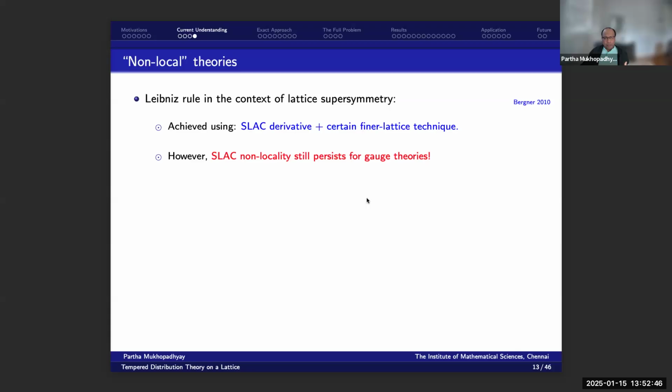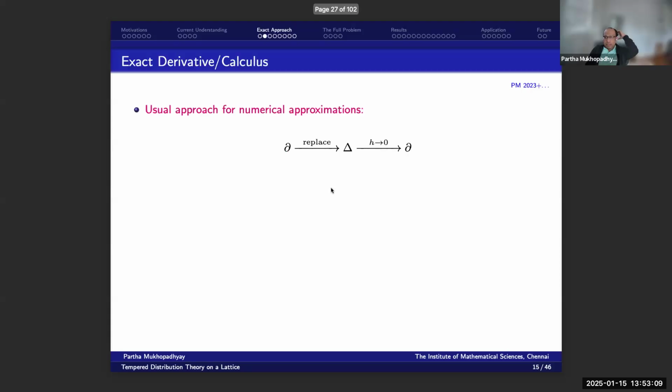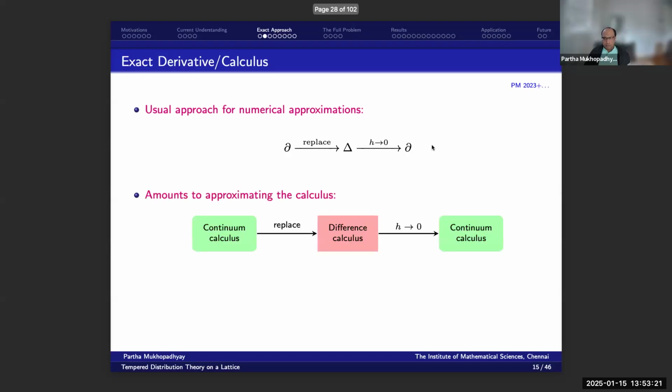So this is relevant for this work, as we will see that the construction that I'm going to describe will have a Leibniz rule and symmetries, but hopefully we'll also get rid of non-locality. There are certain indications of that. The new approach that I'm going to describe, I call it the exact approach, is the following. The usual approach is to replace the continuum derivative by a difference derivative, with the hope that in the h going to 0 limit, it will go back to the continuum derivative.